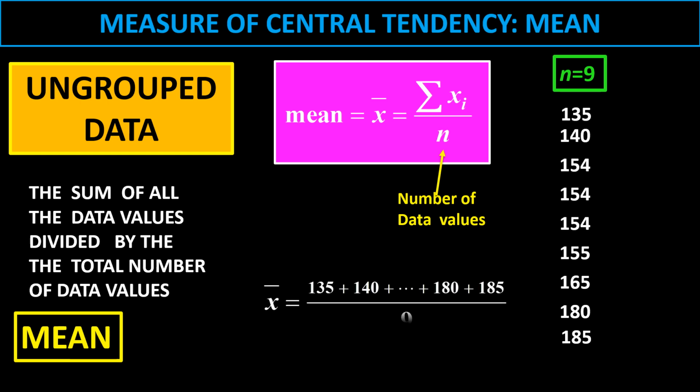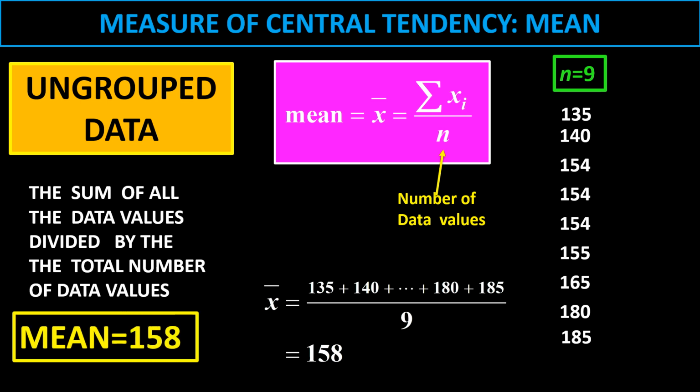So we have to find the sum. So we have to take 135 plus 140 up to 180 plus 185. If we do that calculation and divide it by 9, we get 158. So the mean for this data set here is 158.